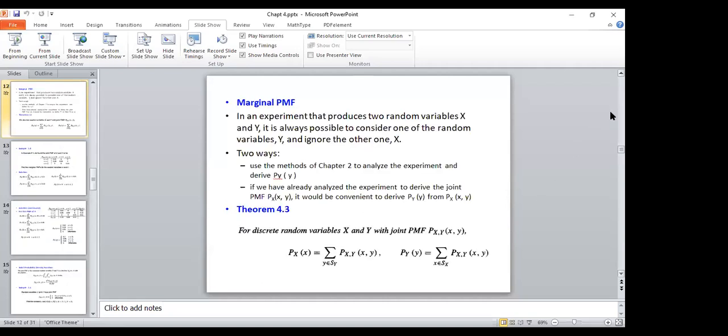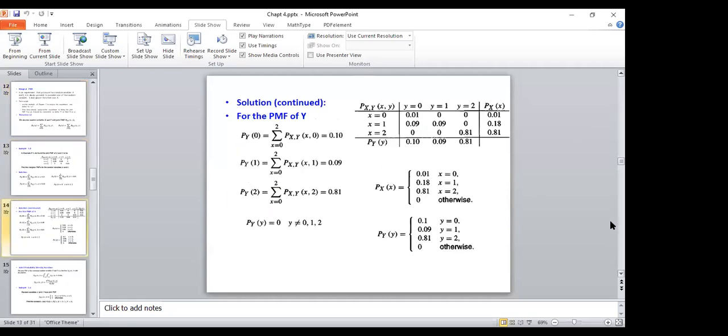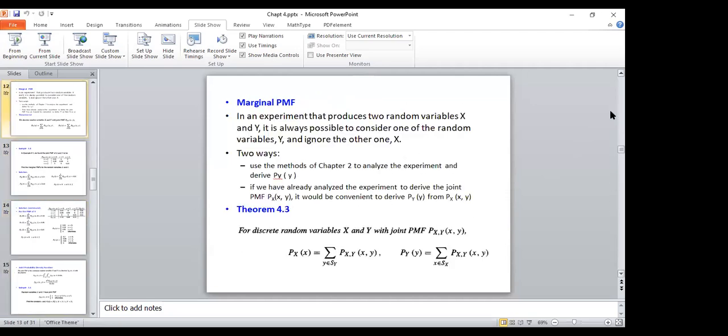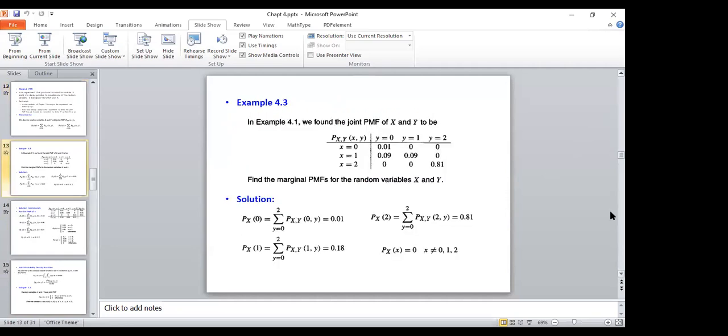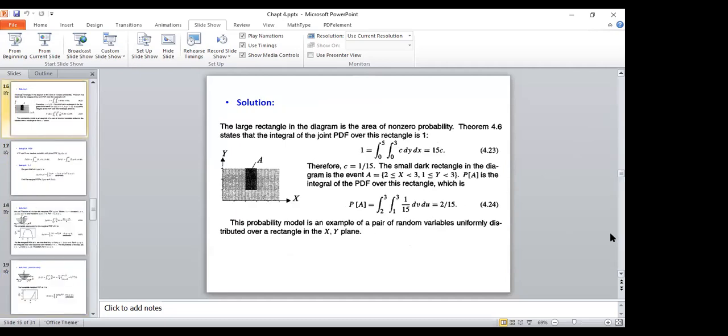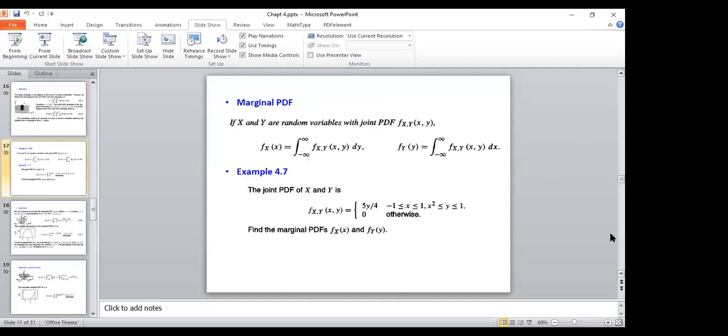Yes, sir. Okay, so in the last class we were talking about the marginal PMF, and I think we have solved that. We have also solved the joint PDF, and the problem for finding the value of C. All right, today we will start with the marginal PDF.